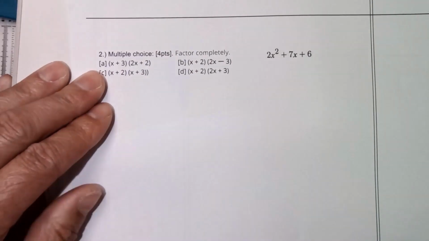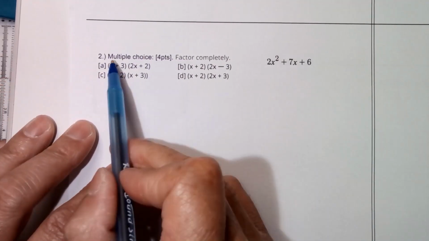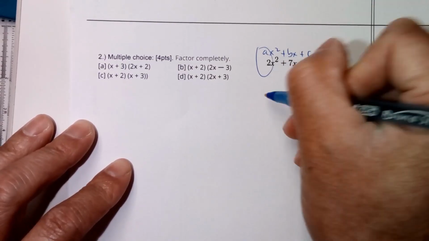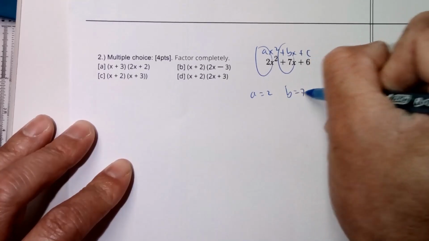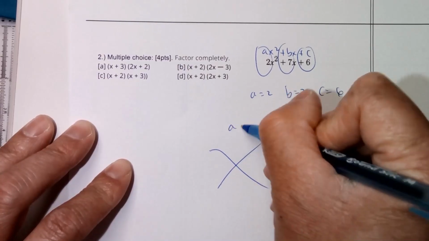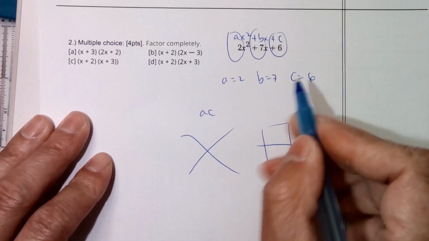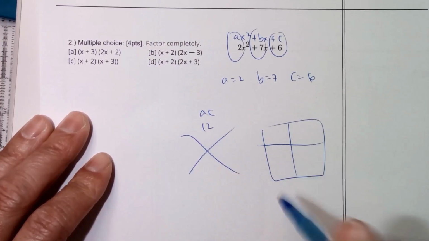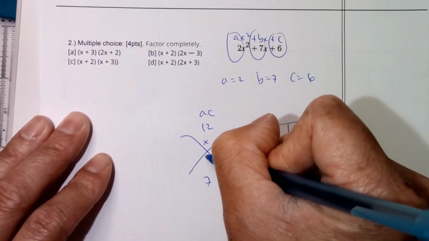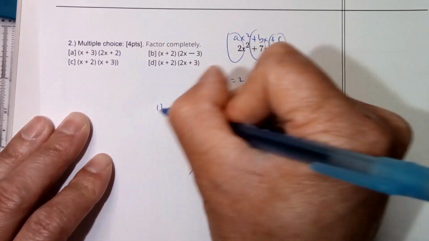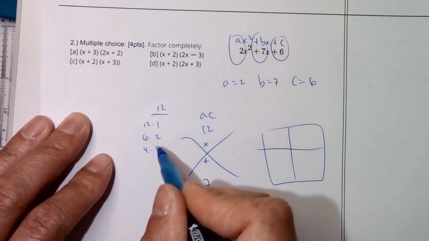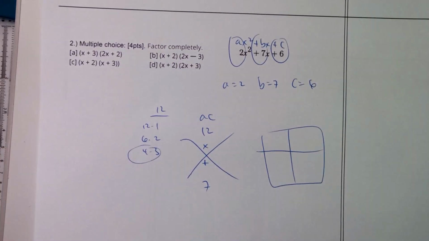Question number 2 tells me to factor completely. So I have A is 2, B is 7, C is 6. A times C, so that'd be 2 times 6, which is 12. My B value is 7. I need 2 numbers that will multiply, but the same 2 numbers they add. So my factoring pairs for 12 are 12 and 1, 6 and 2, 4 and 3. There's my pair. Let's use a different color.